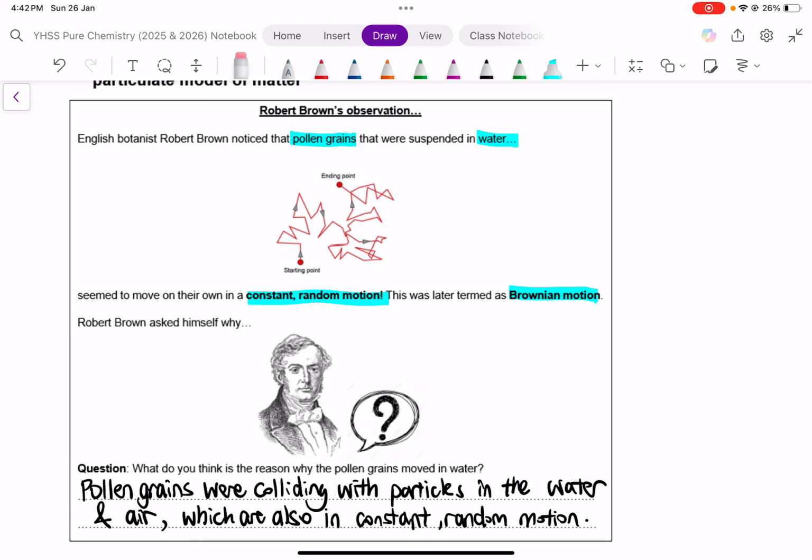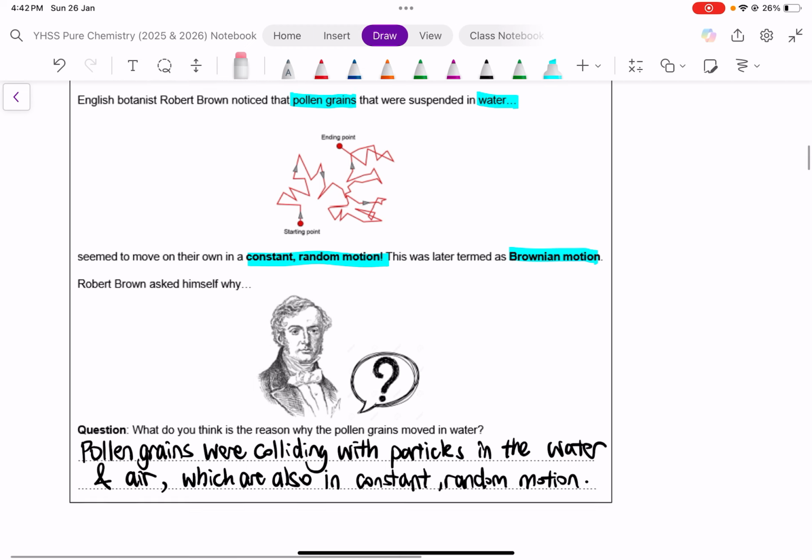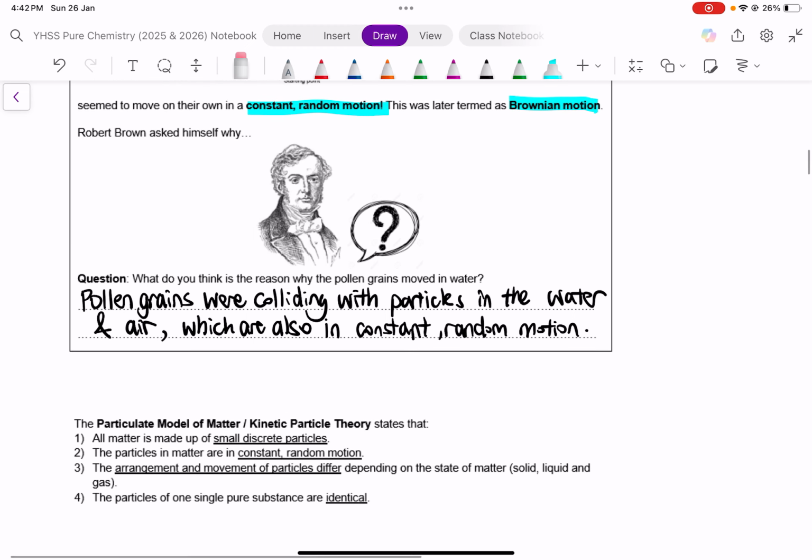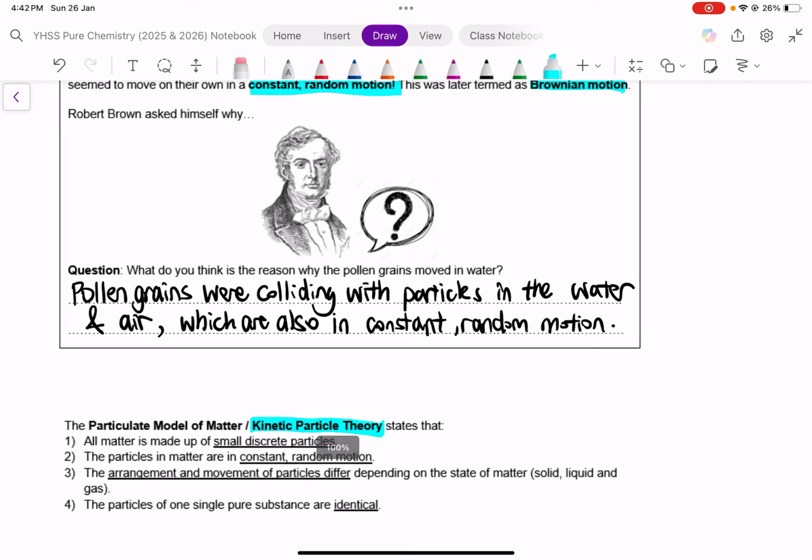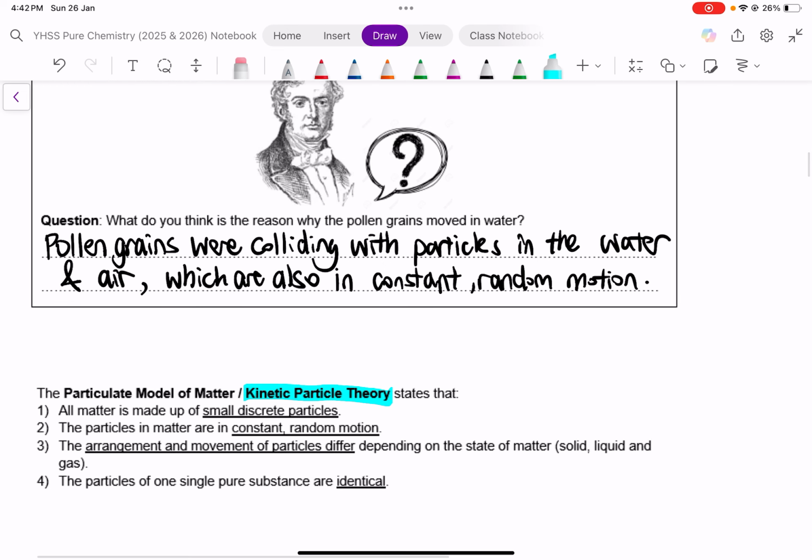And this Brownian motion was pivotal in allowing us to come up with what we call today the kinetic particle theory, or the particulate model of matter. So the kinetic particle theory states that all matter is made up of small, discrete particles. Now the particles are very small, you can't see them with your naked eye. You will need to use a very powerful microscope to see them. But what is the meaning of discrete? Now discrete means the particles have a defined boundary.